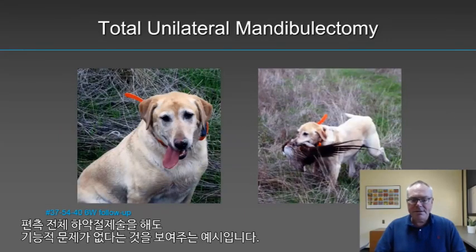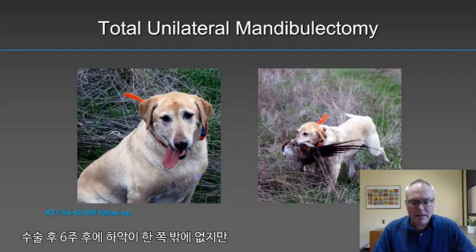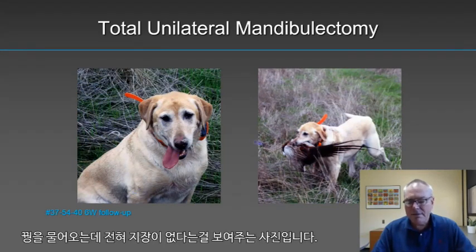And here we see an example of how functional a dog can be. This was a hunting dog, a Labrador Retriever, that was actively used for hunting waterfowl. And here we see the 6 weeks follow-up. He only has one mandible, but that doesn't stop him from carrying the pheasant like he has always done. So the functional result can be really good even without a complete mandible.